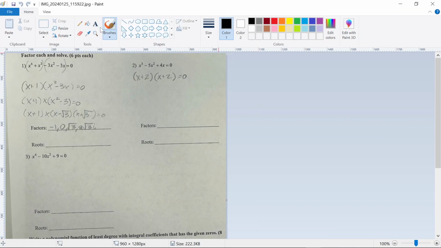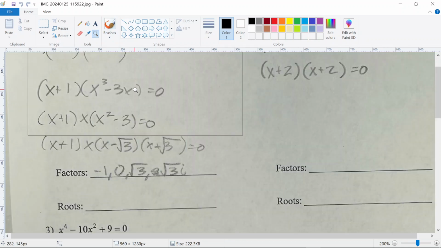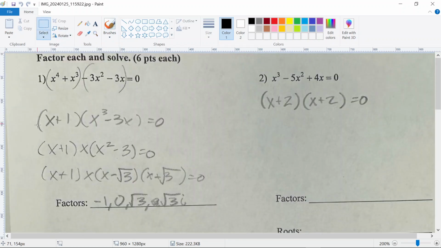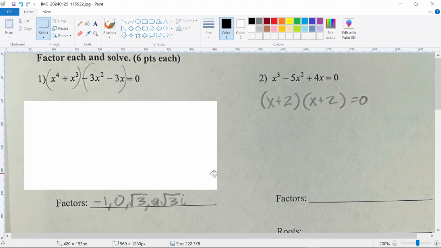Here's a worksheet on factoring, finding factors, finding roots. And I'm going to erase this. All of this looks correct, except I don't know where the 3i comes from. And also, those are not factors. Those look like roots. Those are the wrong roots, but they look like roots.